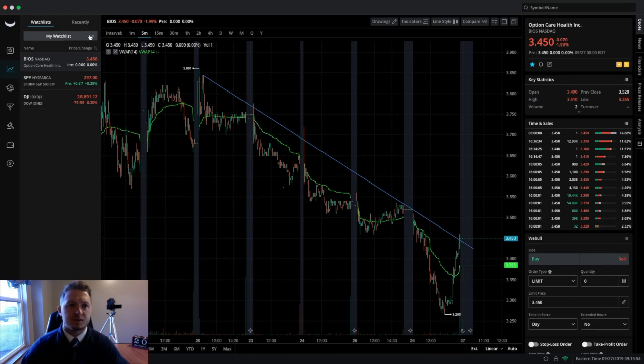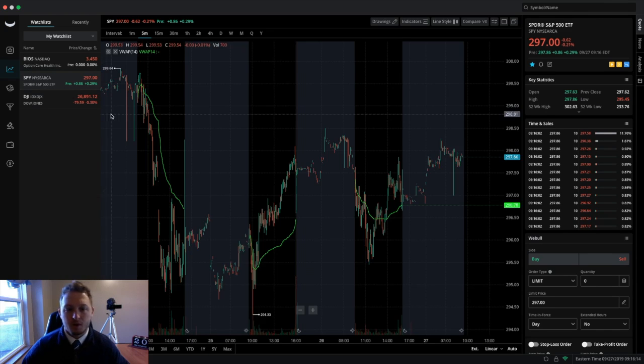So then you can come over here, stocks. You can move your watch list around. You got my watch list. This is the one that they actually gave me for signing up, BIOS. It looks like it's downtrending, but it does look like it could pop out of this today. Who knows? It was free, so I'm just holding it for a while. Who knows?